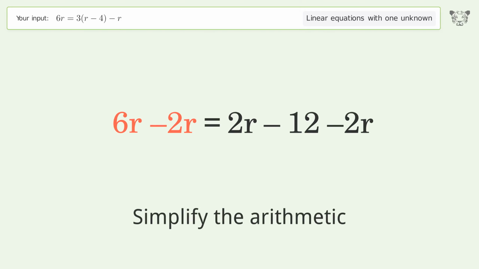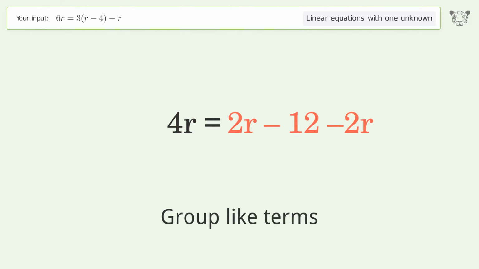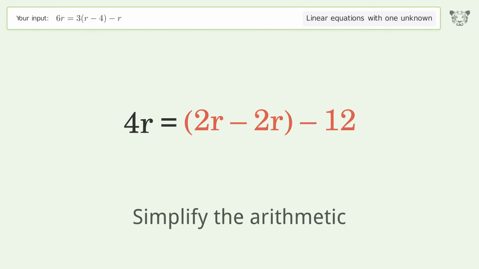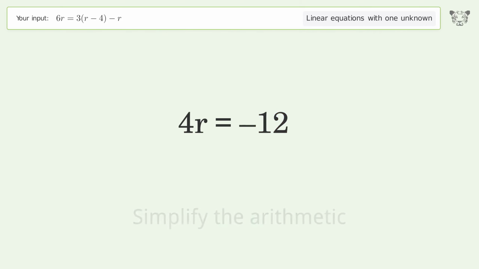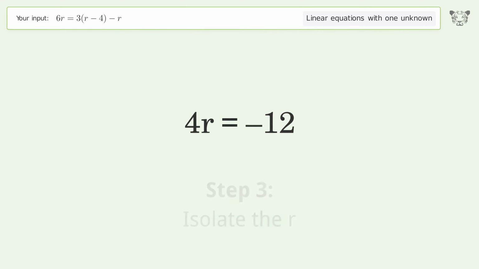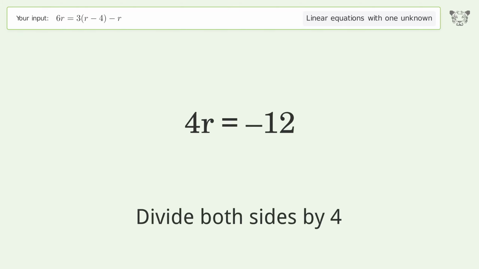Simplify the arithmetic. Group like terms. Simplify the arithmetic. Isolate the r. Divide both sides by 4.